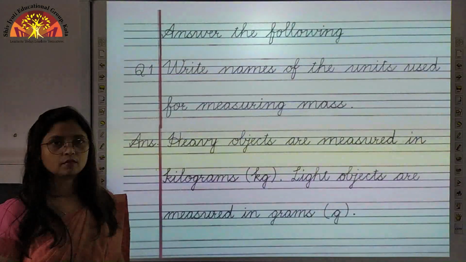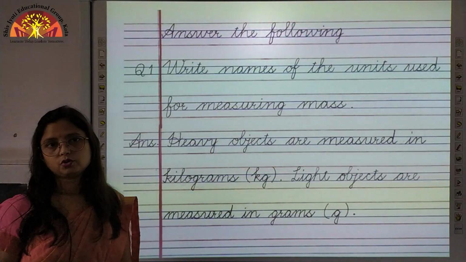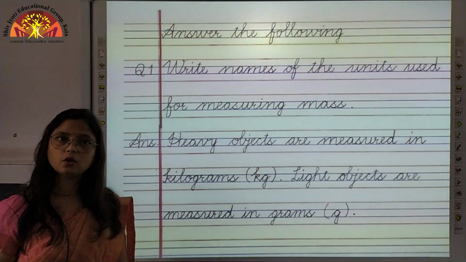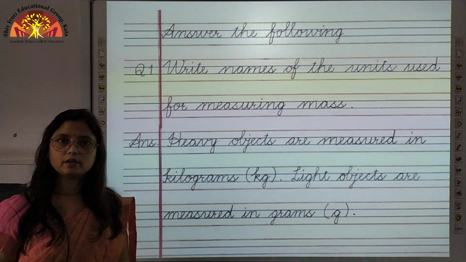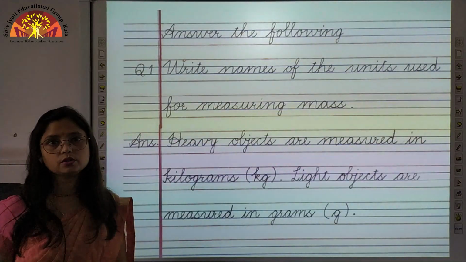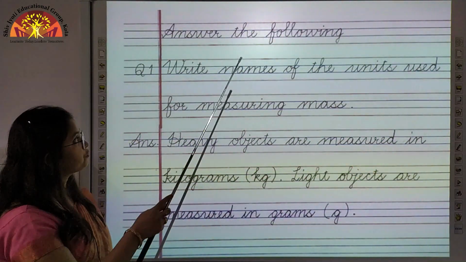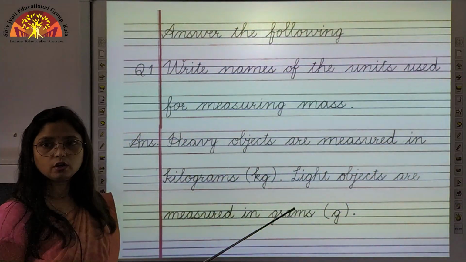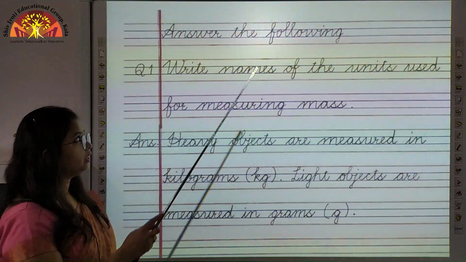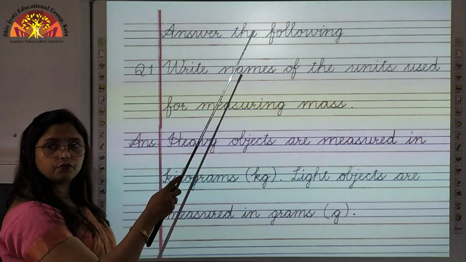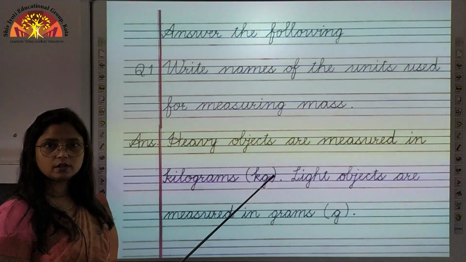Okay children? So students, this was all about your book work. Now we will do the copy work. So children, we have already done define in our copy work. So below the define we have to continue this work in your copies. Okay. So below define you have to put the heading answer the following. Then we will start doing this copy work.